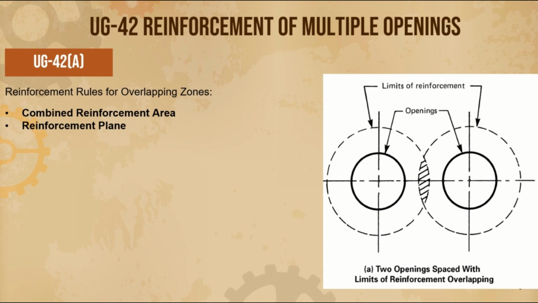And the second point is the reinforcement plane. Reinforcement must be provided in a plane connecting the centers of these two openings. So this is the center line connecting these two openings. This is the reinforcement plane. Reinforcement must be provided in this plane only. Okay. And then we need to apply UG-37, UG-38, UG-40 and UG-41 rules for these limits of reinforcement.